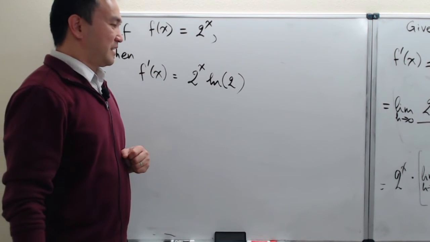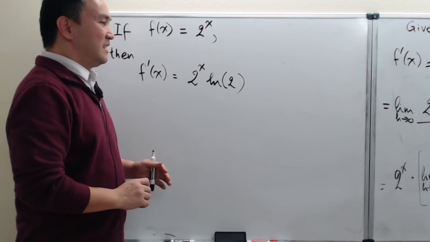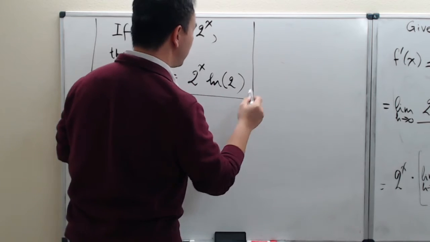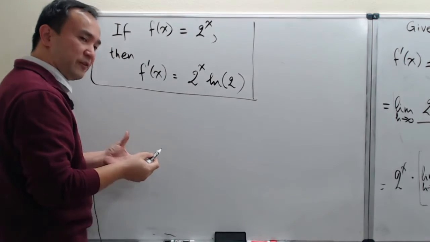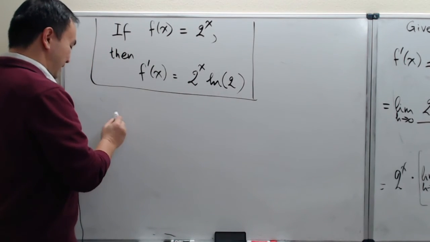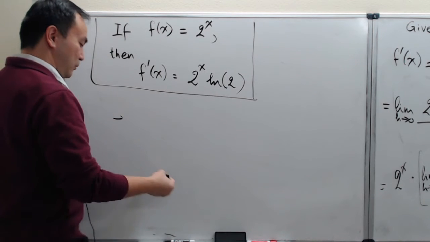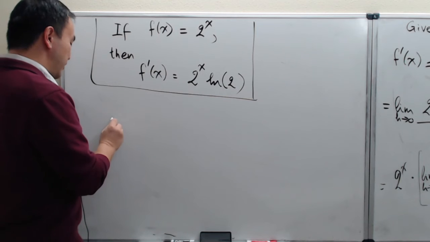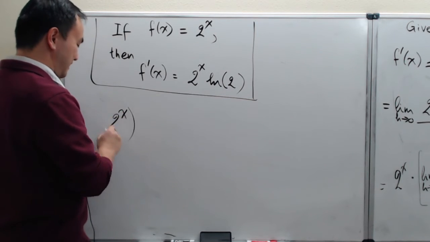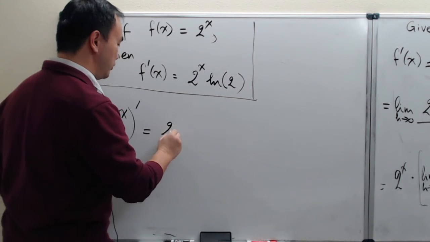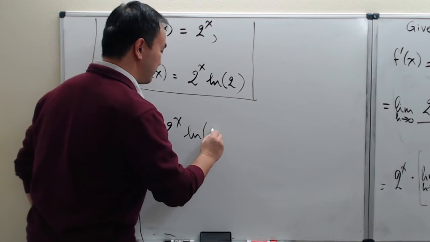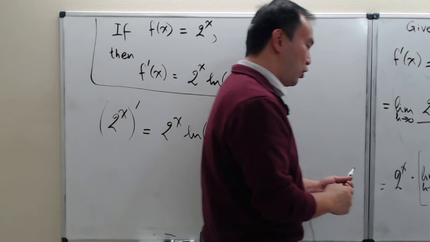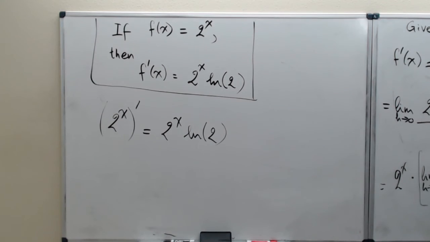So here's a rule, but sadly this rule is specific only to the 2 to the x function. Or we can formulate this, and I don't want to put it in a box or anything like that. But 2 to the x, take the derivative, that gives me 2 to the x times natural log of 2. Okay, all right. And now let's go back to my other board.